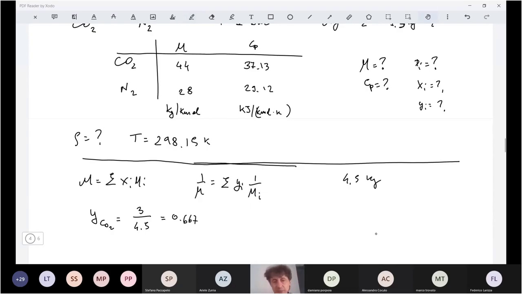Of course, the remaining fraction is of the other species, which is N2, and we have here 1.5 over 4.5, or 1 minus Y CO2, and it will be 0.333. So we can directly obtain at this point the molar mass based on the second formula, the one obtained in terms of Ys. Anyway, we also have to evaluate our molar fractions.